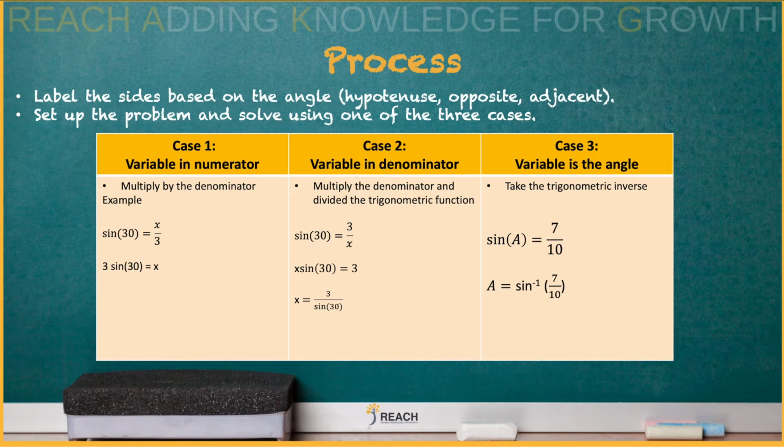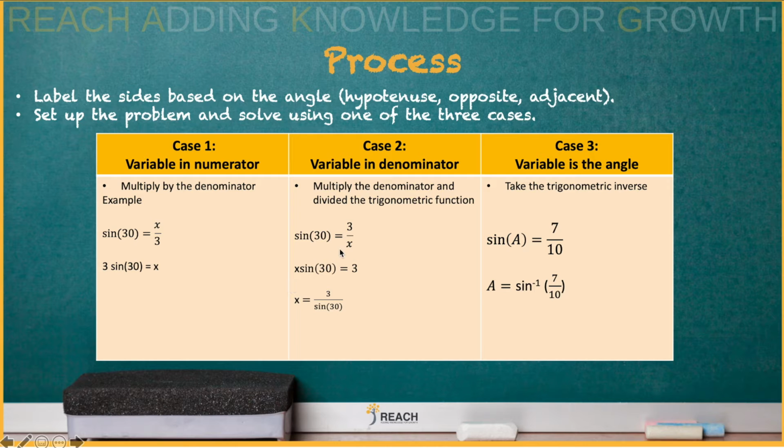Case 1, when you have the variable in the numerator. So look at the example, sine 30 equals x over 3. If you solve that one-step equation, how do we get rid of divide by 3? Well, we multiply by 3, and the 3s will end up canceling. That's why you're left with x, and the 3 will be multiplied in the front. Sometimes a mistake is you multiply the angle. No, you just multiply in the front as a coefficient.